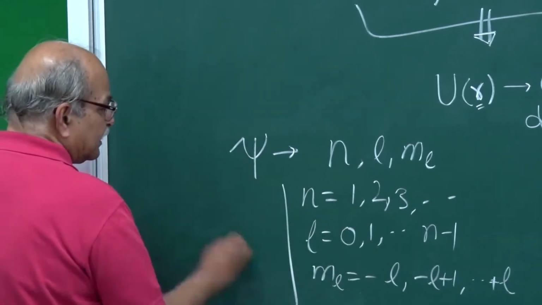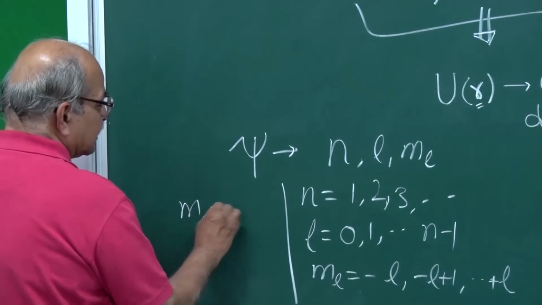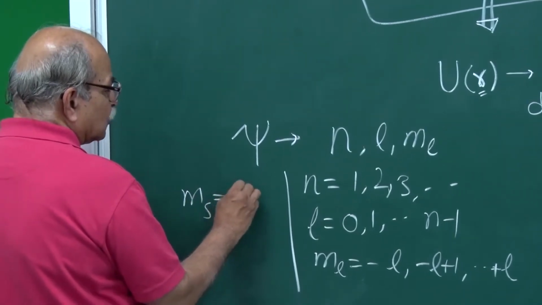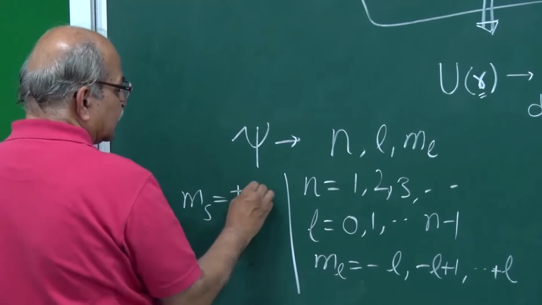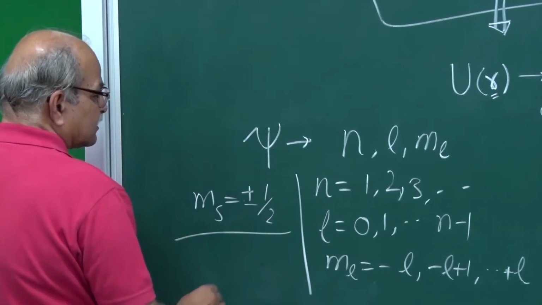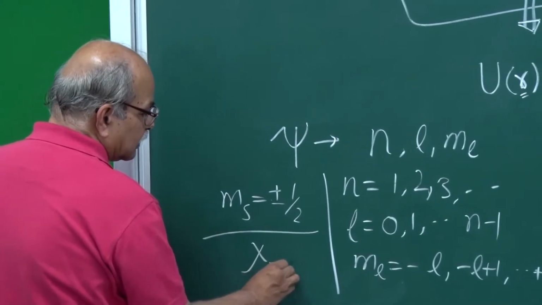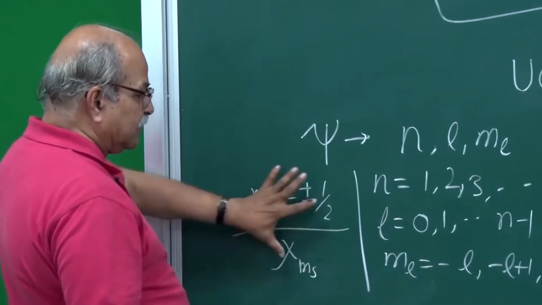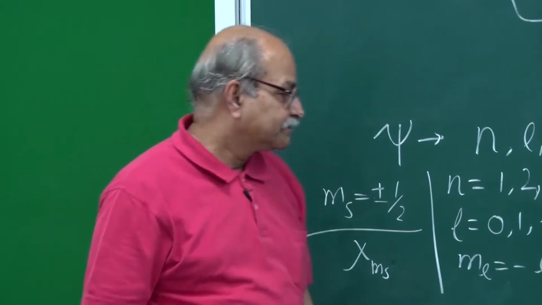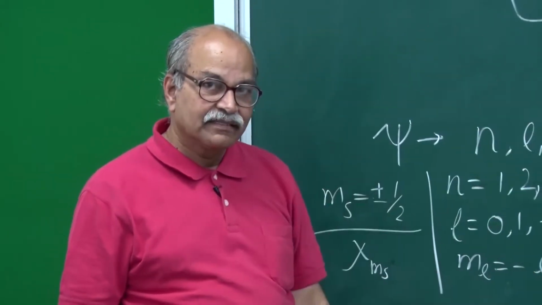And of course the spin is there, so ms is always there, and that has nothing to do with this potential. ms can be plus minus half, and accordingly you can have this chi ms as the spin part of the state. So these things are still valid.